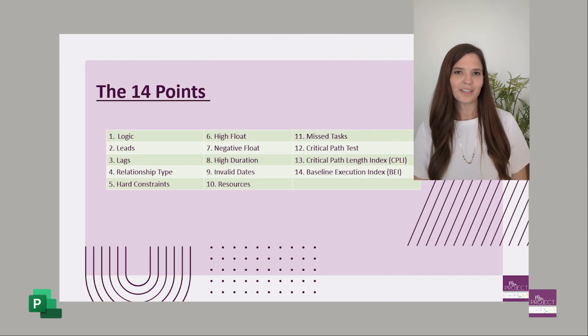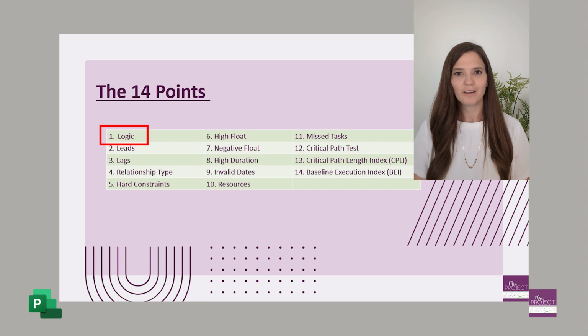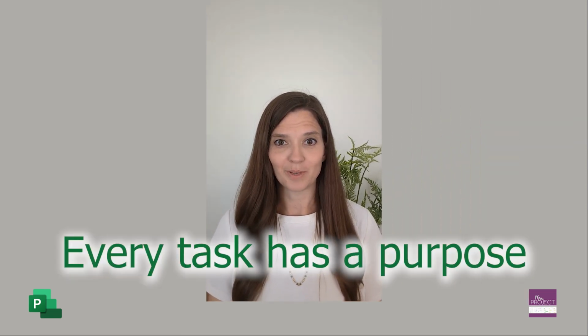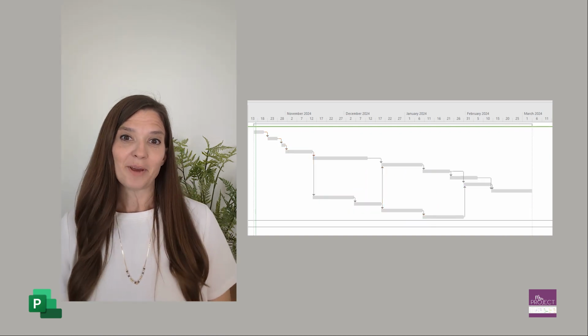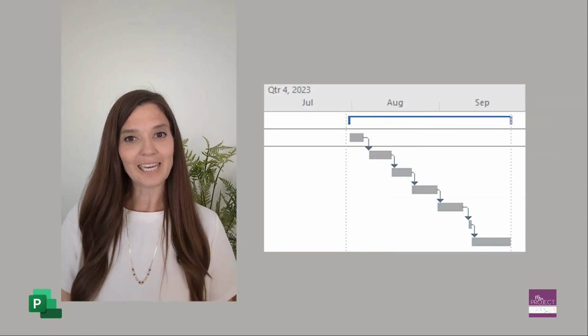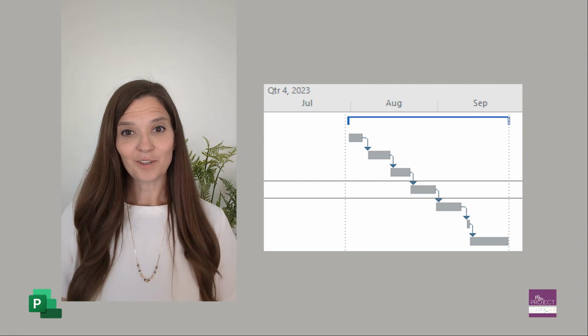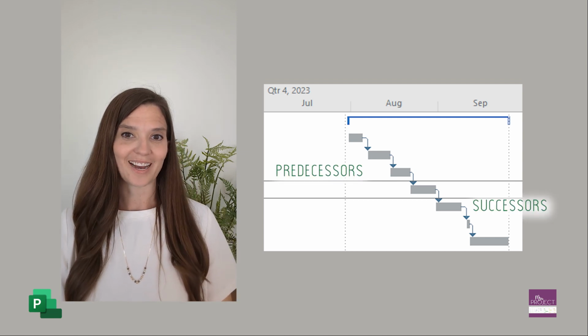So the first metric in the DCMA 14 point is logic. What does that mean? Well, you want to make sure that every task has a purpose. Logic allows your schedule to be dynamic. Logic is demonstrated by linking tasks together. Those links create predecessors and successors to tasks.